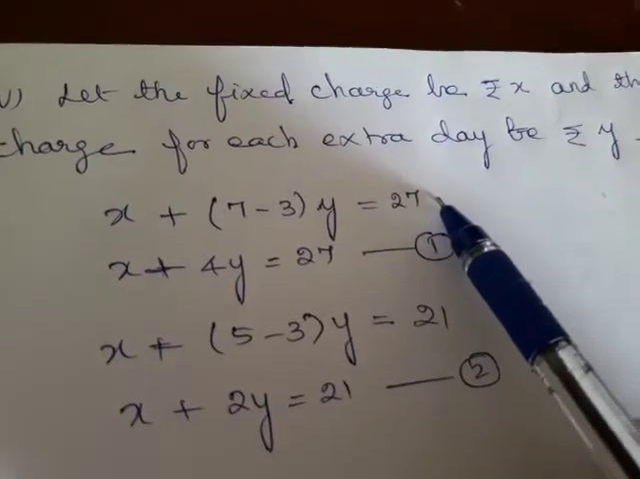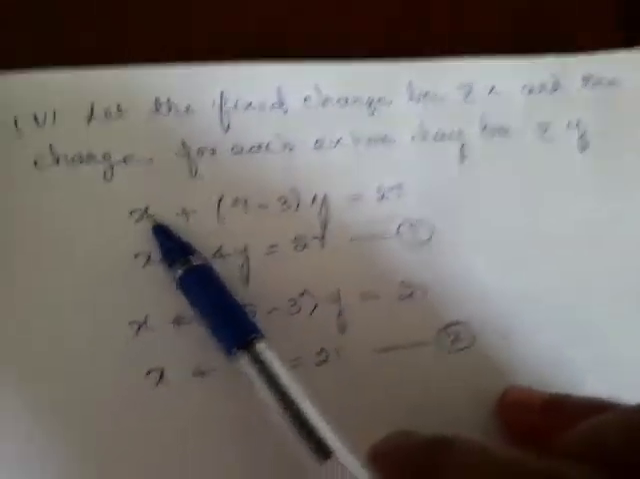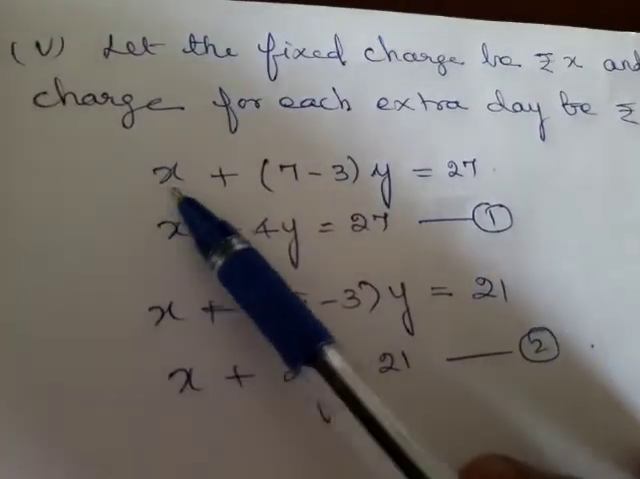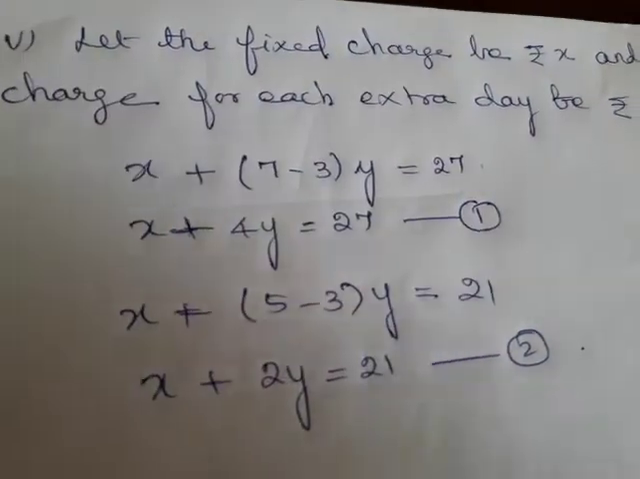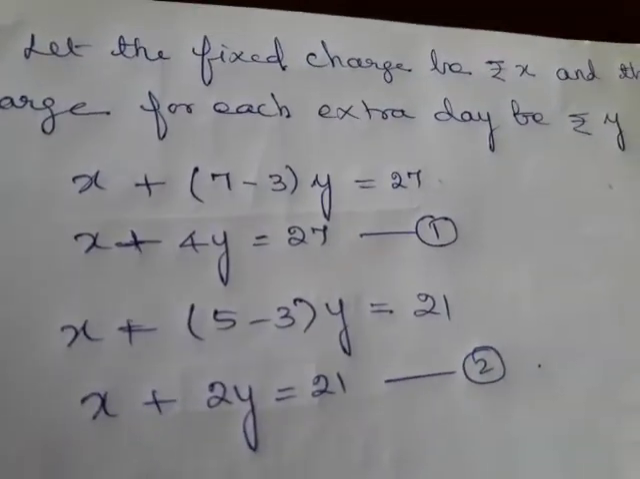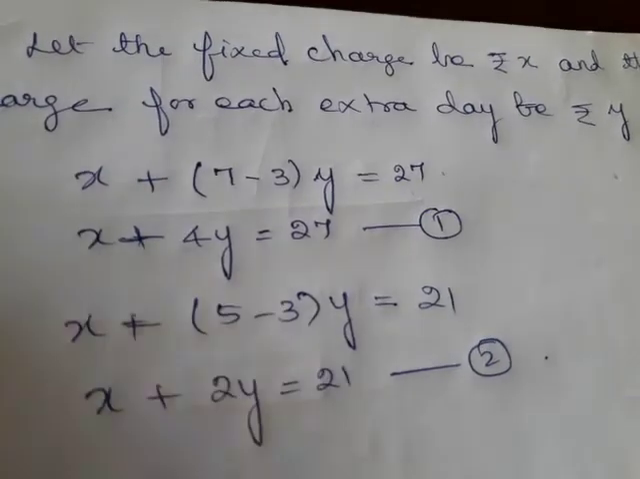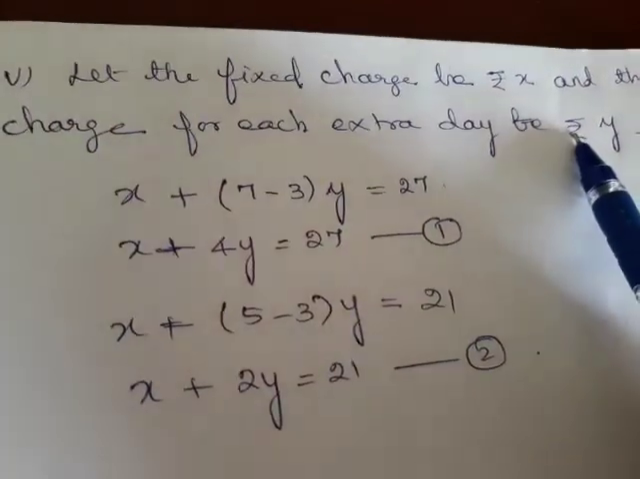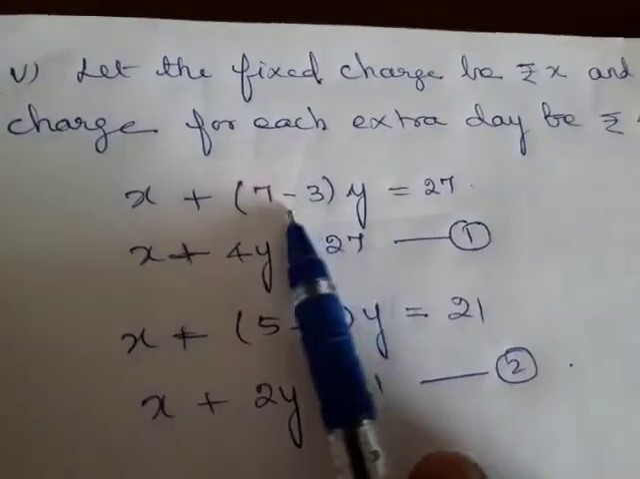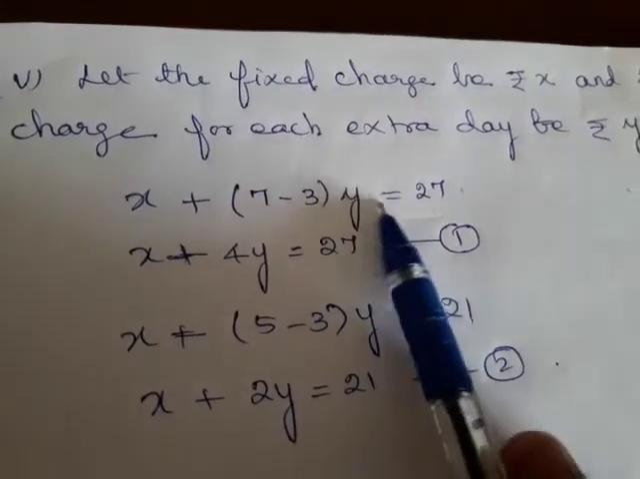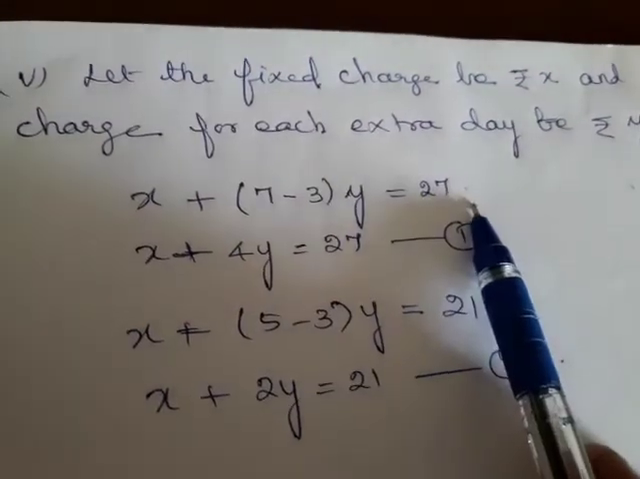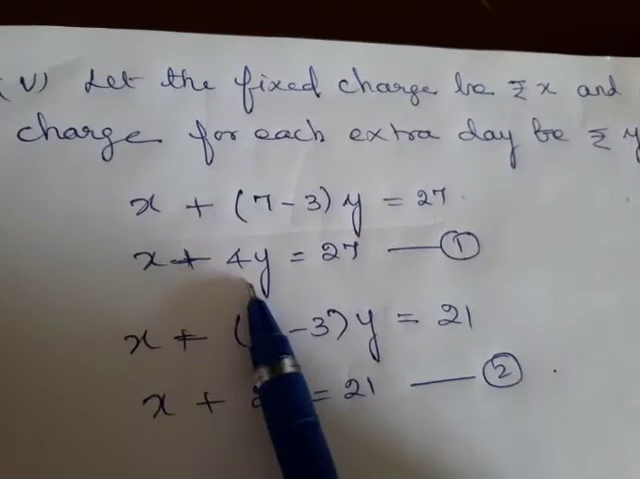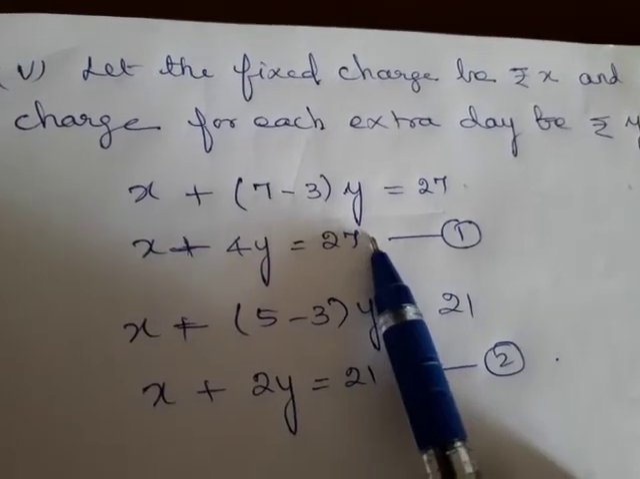Hope you understood. For the first 3 days there is a fixed charge, which is x rupees. Then from the 7 days, if you remove those 3 days, she paid the extra charge for the remaining days. So x plus 7 minus 3 into y equals the total amount, which they have said is 27. So 7 minus 3 is 4. So x plus 4y equals 27.